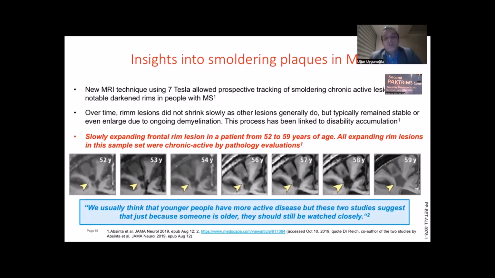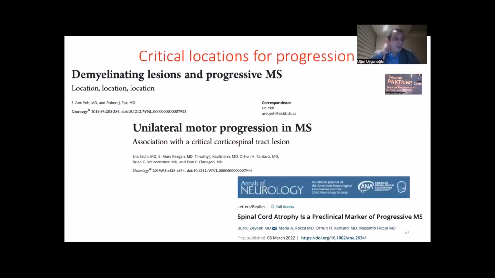So we usually think that younger people have more active disease, but these 2 studies suggest that just because someone is older, they should still be watched closely. So what about progressive MS? What are the clues in MRI for the progression of the disease?